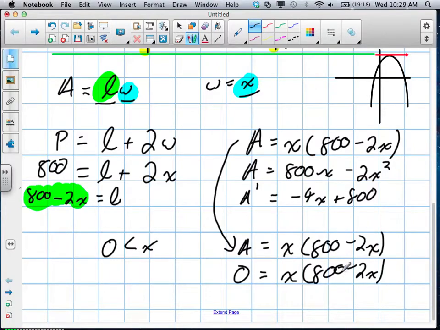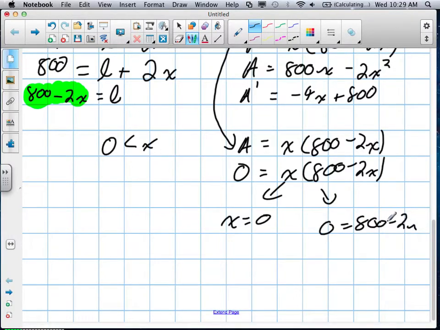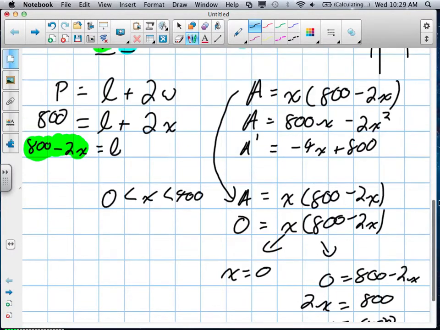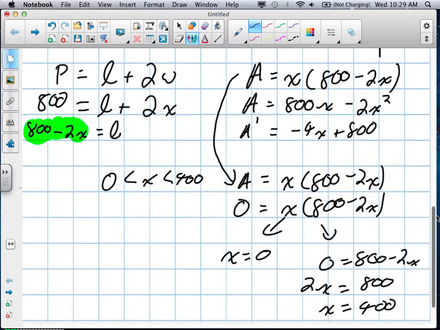What are our highest and lowest values of the widths of this fence? So we know x at 0 will probably be our minimum, and 0 equals 800 minus 2x. That gives us 2x is equal to 800. x is 400. So we know x has to be between 0 and 400. Those are going to be our parameters for this type of fencing.